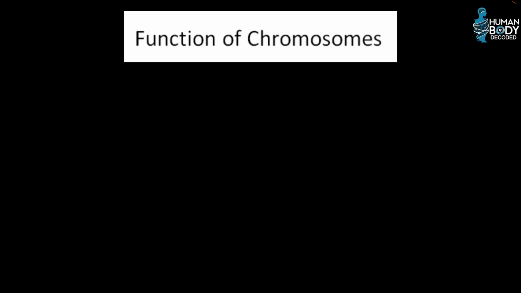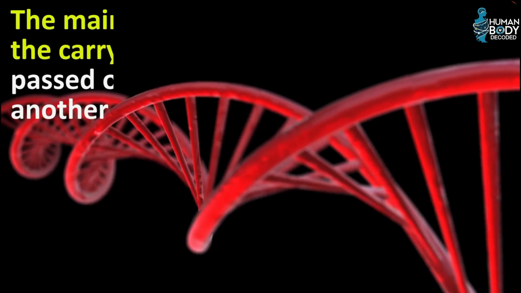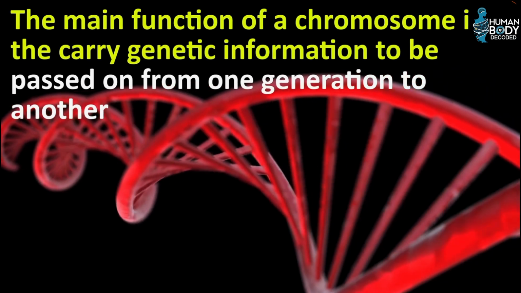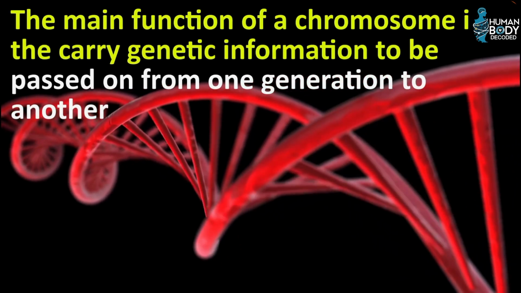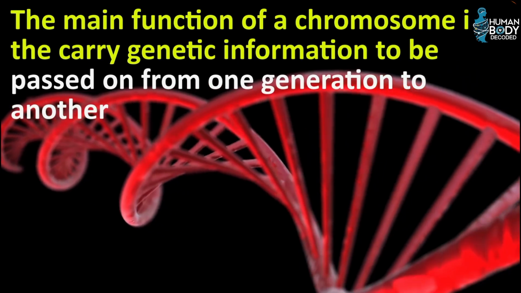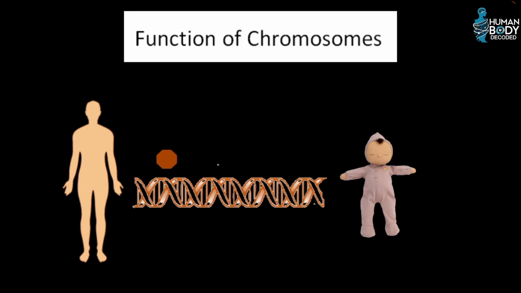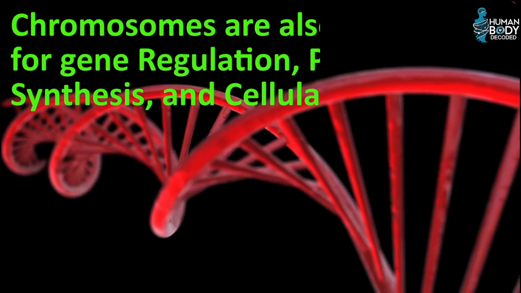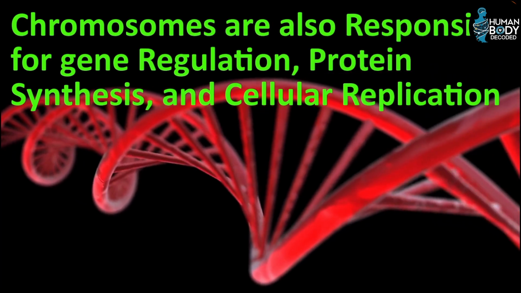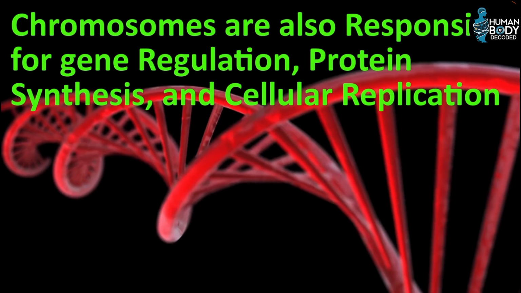Now let's discuss the functions of chromosomes. Students, the main function of chromosomes is to carry genetic information from generation to generation. The characteristics of any organism's parents that are transferred to their offspring are done through chromosomes, as chromosomes contain DNA, and DNA is responsible for carrying genetic information from one generation to another. The other functions of chromosomes are gene regulation, protein synthesis, and cellular respiration.